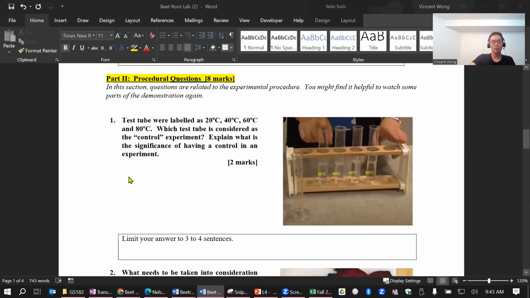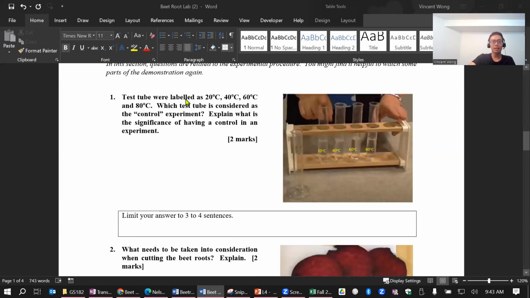Okay, next one, procedures. Test tubes were labeled as 20, 40, 60, 80, like that. Which test tube is considered the control? Explain the significance of having the control. People don't get full marks for this question for two reasons. Number one, they got the wrong control, because they look up the answer on the internet. People put the strangest things, like the control is the tube with alcohol. And I'm like, what alcohol? There's no alcohol in this experiment.